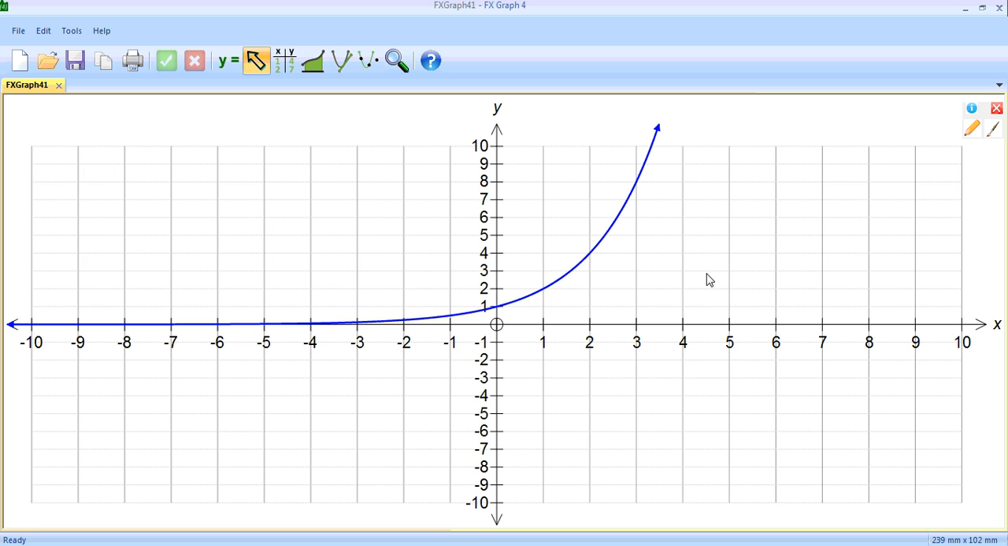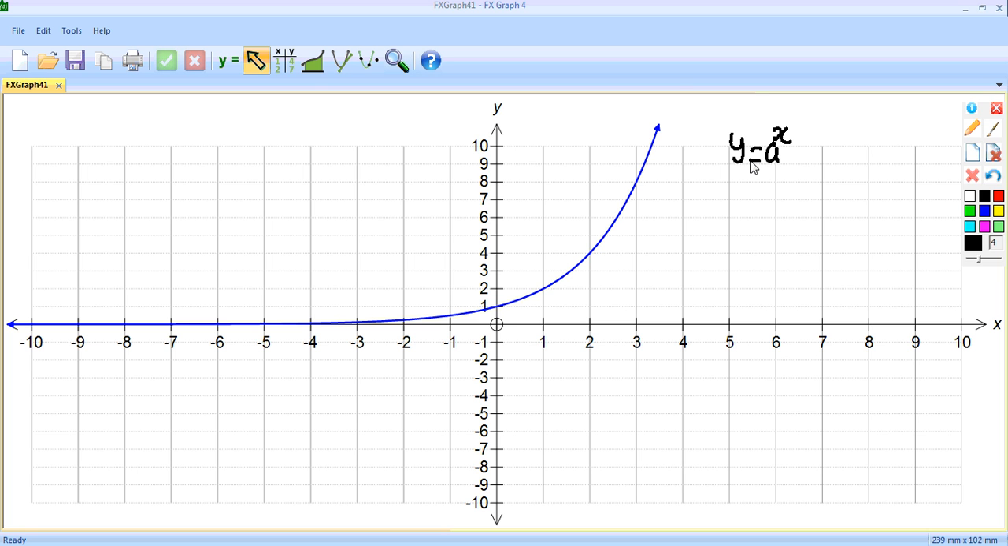Drawing power graphs. I'm starting off with a very basic power graph. This is of the form y equals a to the power of x.